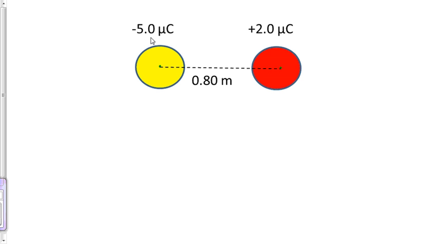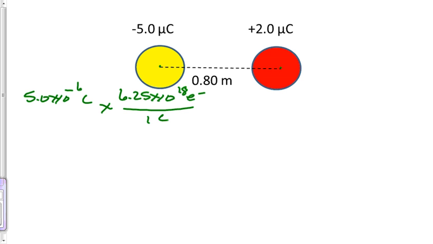So the negative 5 microcoulomb charge has excess electrons on it, meaning there's more electrons on this sphere than there are protons. But how many extra electrons? I can take the 5.0 times 10 to the minus 6, and that would be coulombs. We can multiply that by 6.25 times 10 to the 18th electrons per 1 coulomb. And of course, the coulombs will cross off, and we're left with electrons. That will equal 3.1 times 10 to the 13th extra electrons on that sphere. So that's how we can figure out, because 1 coulomb is equal to this value of electrons.